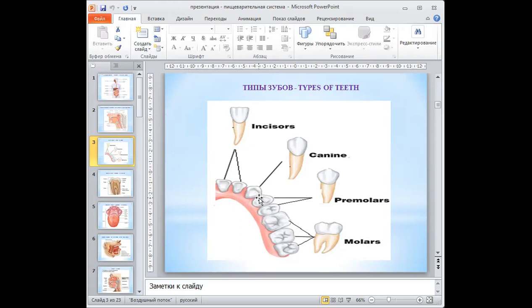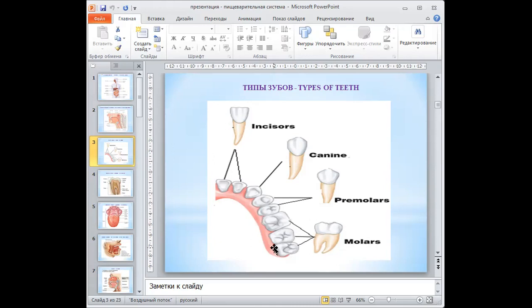The third type of teeth is small molars. Each small molar has one root. The tooth crown has 2 tubercles. The main function of this tooth is crushing food. There are 4 small molars on each jaw.